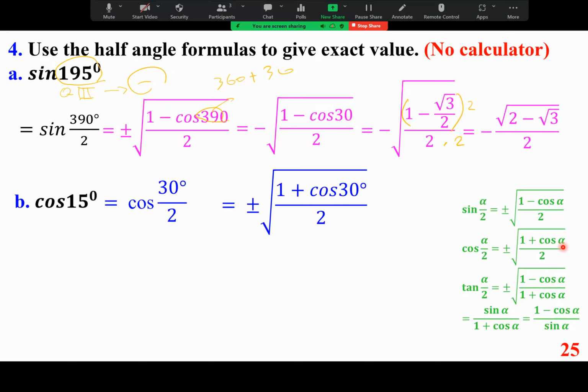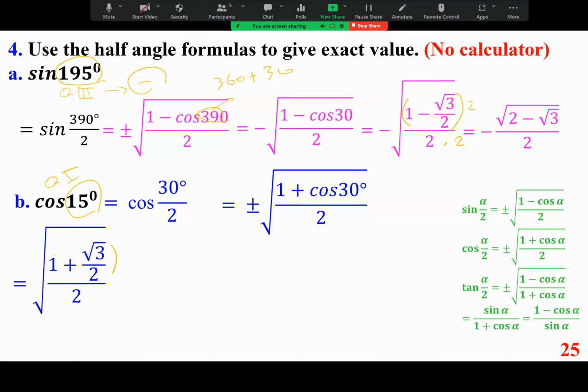plus minus. And this is the first quadrant. Clearly, cosine is positive. This makes it quadrant 1. In quadrant 1, everything is positive. And you replace cosine 30 again with square root of 3 over 2.